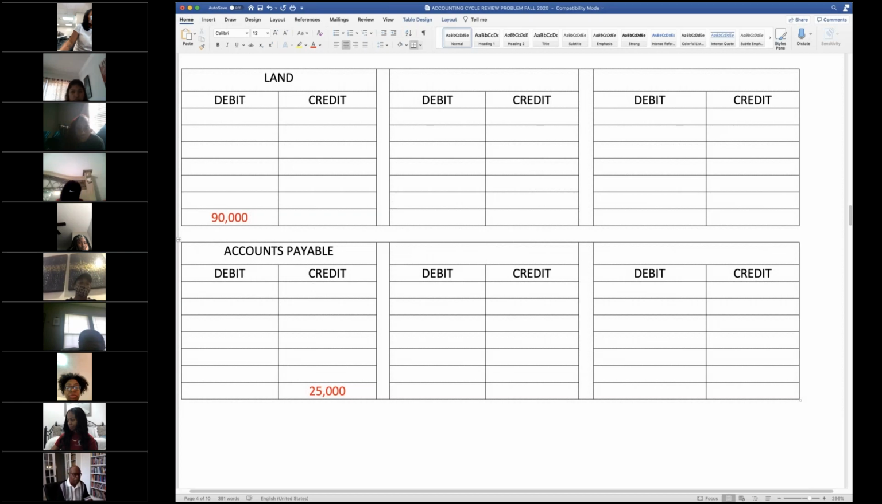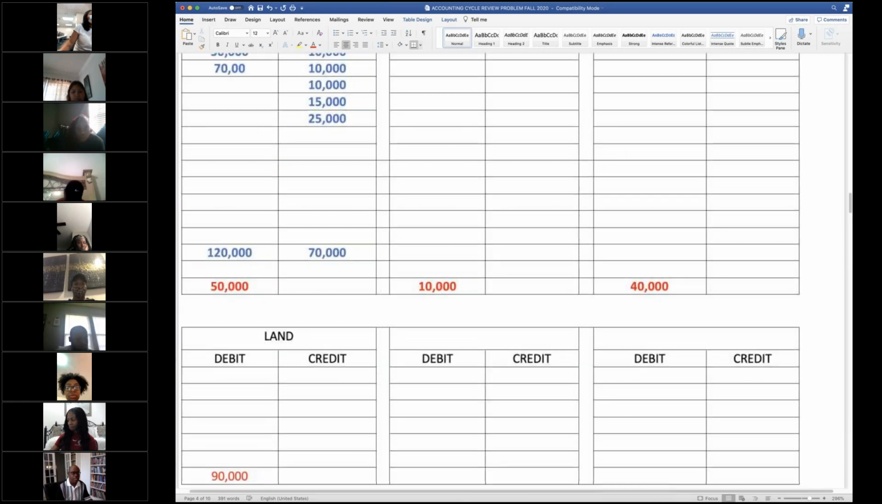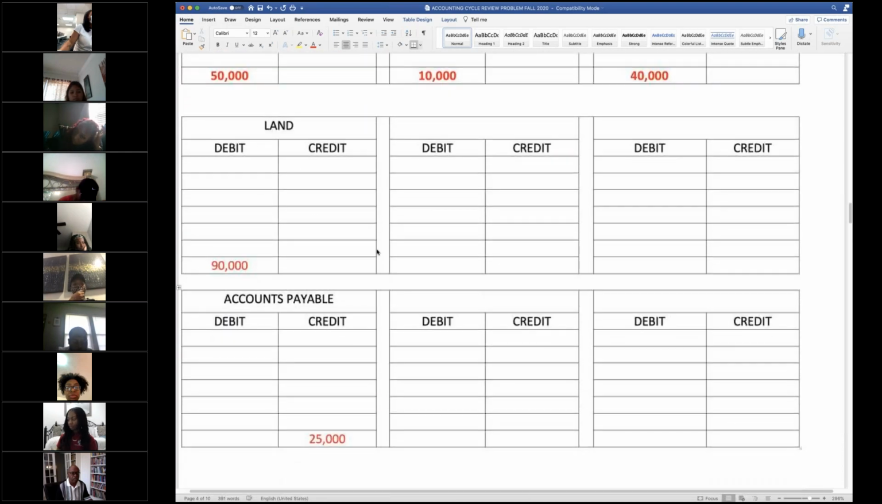So in accounts payable, we had a credit of how much? 40,000. And you had a debit of what when you paid it? 15,000. Was it 15,000 we paid on accounts payable? Yes, it was debited. Right. So the difference leaves us 25,000. Okay.